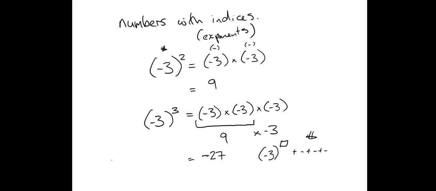The rule of thumb is if this is a negative number and this is an even number, the answer is going to be positive. If we have a negative number to the power of an odd number, the answer is going to be negative.